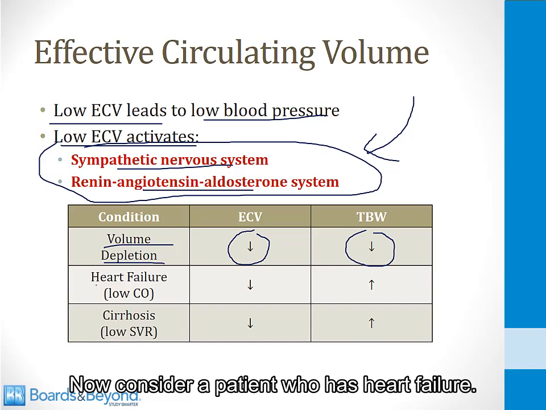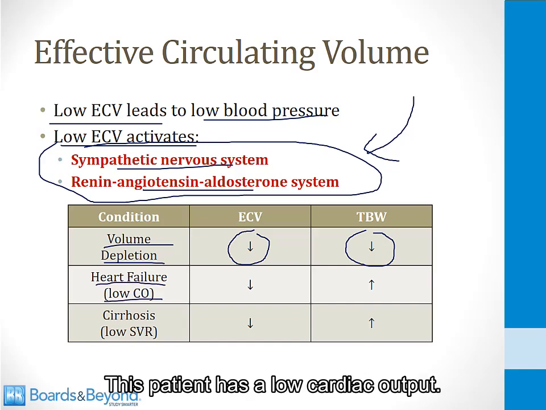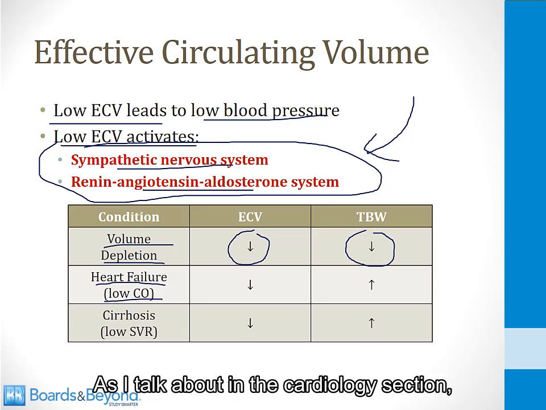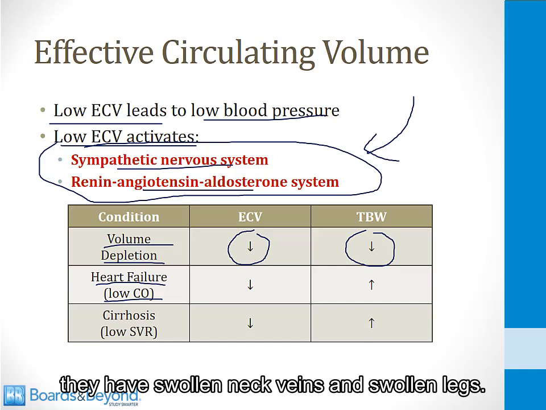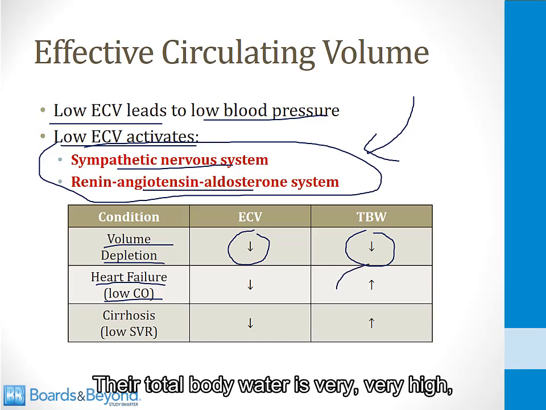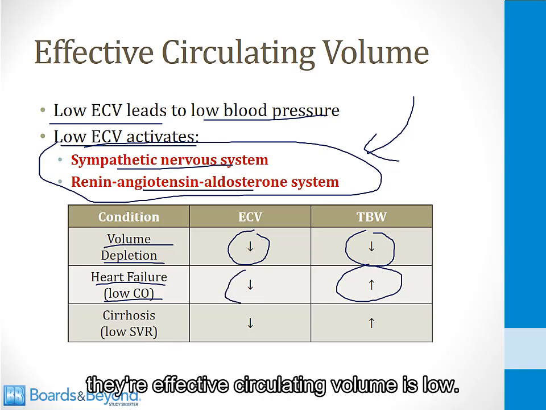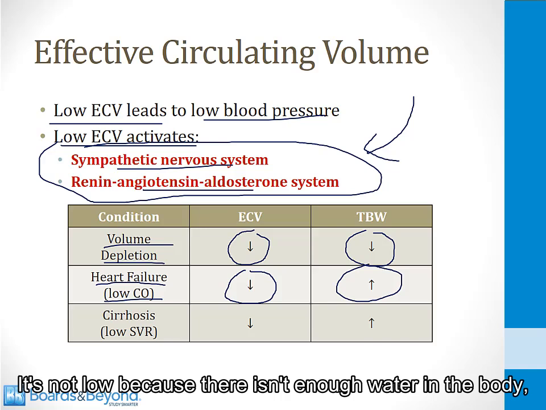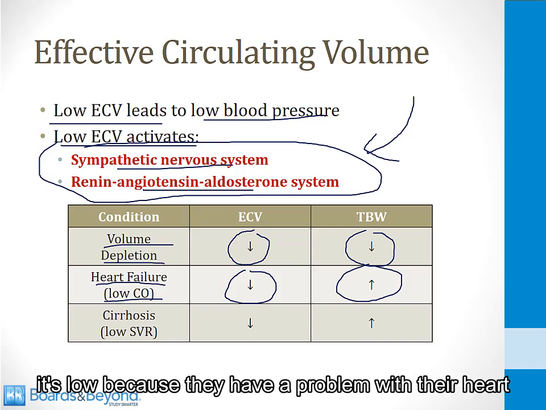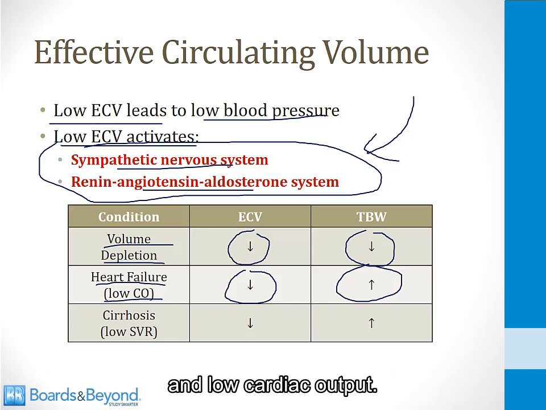Now consider a patient who has heart failure. This patient has a low cardiac output. Patients in heart failure are congested. As I talk about in the cardiology section, they have swollen neck veins and swollen legs. Their total body water is very, very high. But even though it's high, their effective circulating volume is low. It's not low because there isn't enough water in the body. It's low because they have a problem with their heart and low cardiac output.